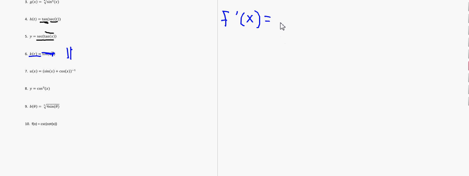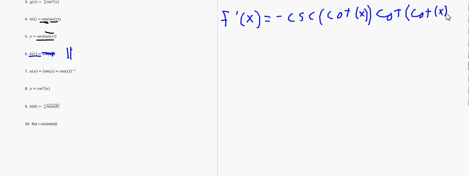So to derive cosecant, that is negative cosecant of what's inside, which was cotangent, times cotangent of what's inside, which is cotangent again. So it's cotangent of x. And we're going to multiply that by the derivative of what's inside, which is this cotangent guy here. So the derivative of cotangent is negative cosecant squared x. So we have negative cosecant of cotangent of x times cotangent of x times negative cosecant squared of x.